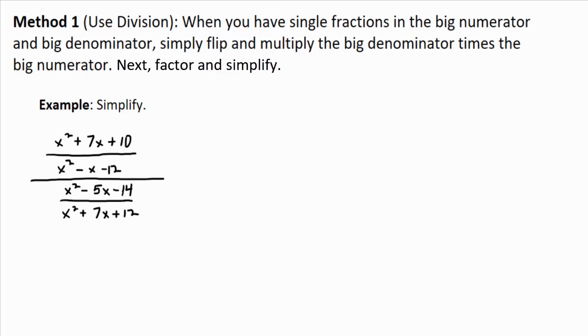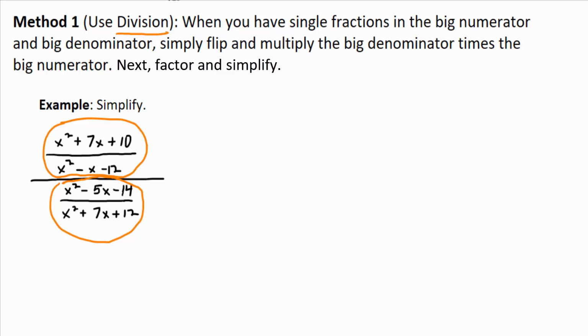So method one, use division. When you have single fractions, little fractions, in the big numerator and big denominator of the big fraction, simply flip and multiply the big denominator times the big numerator. It's very technical mathematical language. No, it's not, right? Little fractions, big fractions. But I think it conveys the idea. And then you're going to factor and simplify. So in this problem, we have this numerator, which is a fraction, divided by this fraction. So we're going to think of it as a division problem and then flip and multiply.